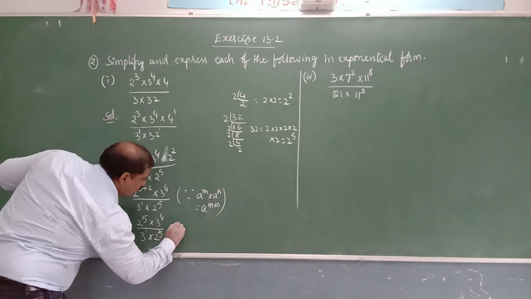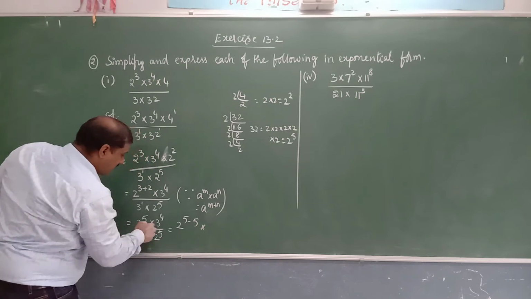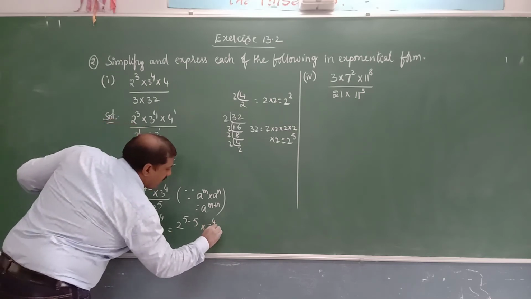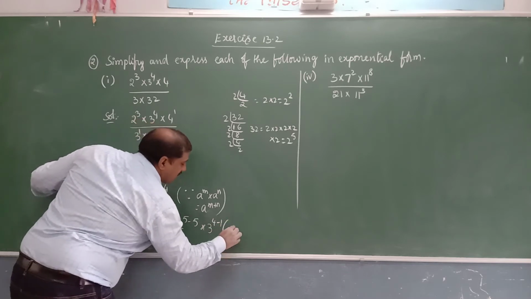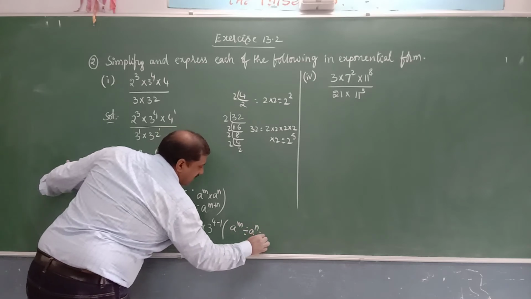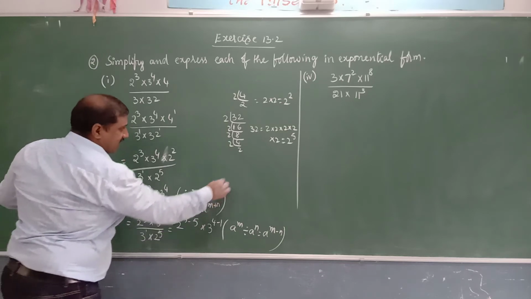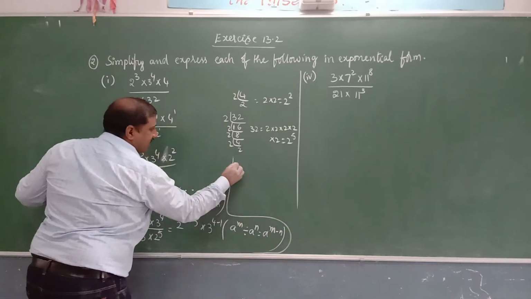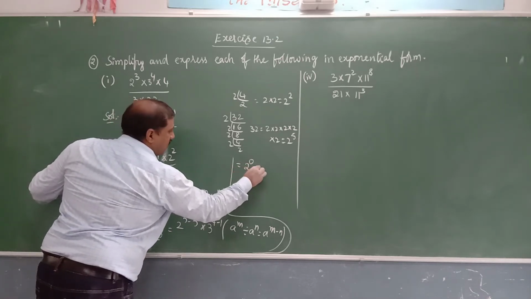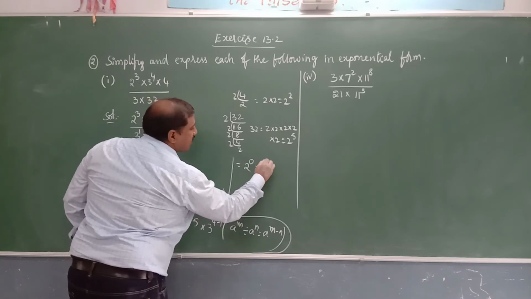That is 2 to the power of 5 minus 5 into 3 to the power of 4 minus 1, where the denominator has 1. So the law we use here is a to the power of m divided by a to the power of n is equal to a to the power of m minus n. By simplifying this, what do we get? 2 to the power of 5 minus 5 is 0. So 2 to the power of 0 into 3 to the power of 4 minus 1, which is 3 to the power of 3.